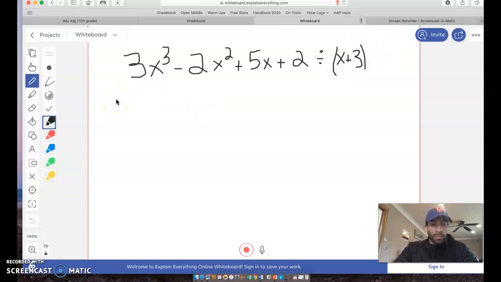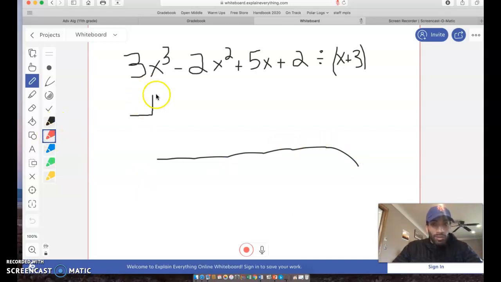Okay, there's a problem. 3x to the third minus 2x squared plus 5x plus 2 divided by x plus 3. Obviously, this is a polynomial division. We could do long division, but that sucks. So let's try synthetic division because this is a synthetic division problem. So we're going to make our little friendly L and our friendly line. And now what goes in this little box? Well, we take whatever's here and flip the sign. So that's a -3, because that's how you find the root, right? The root would be -3.